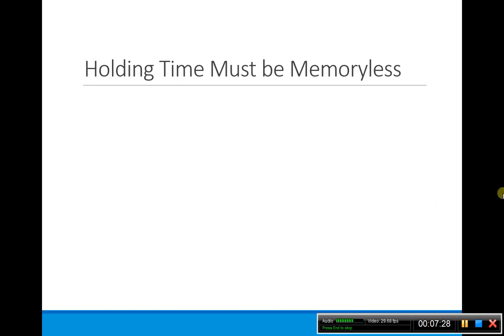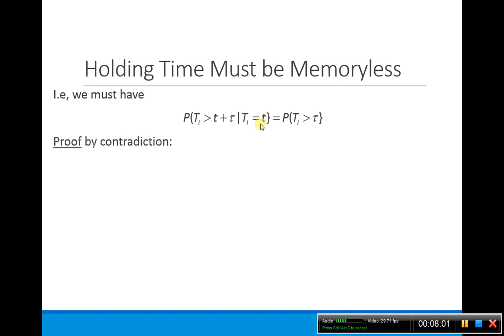Okay, so our holding time for these properties, remember our holding time was the time that we stay in state i, has to be memoryless also. So in other words, the probability that our holding time is greater than something, given that we know some information about how long we've been in there, doesn't depend on how long we've been in there. So however long we've been in a certain state doesn't make a difference. It has to be memoryless.